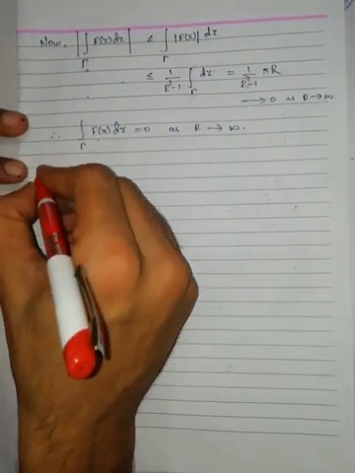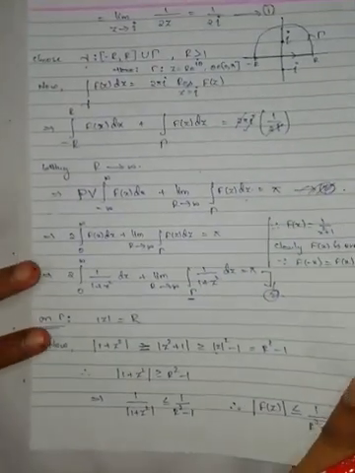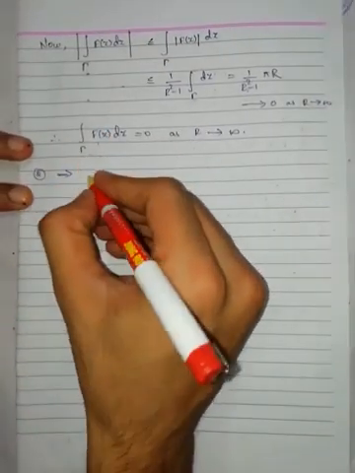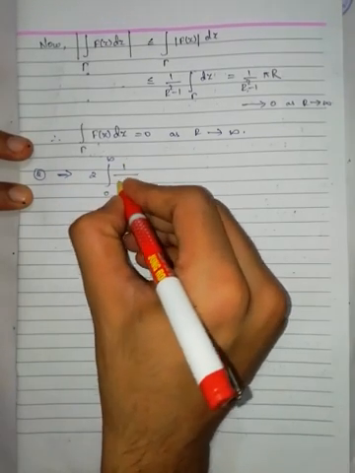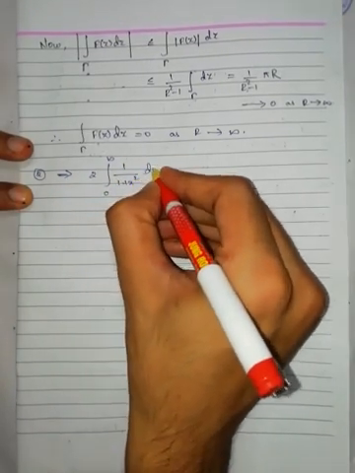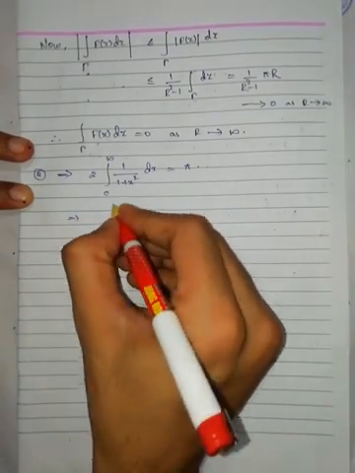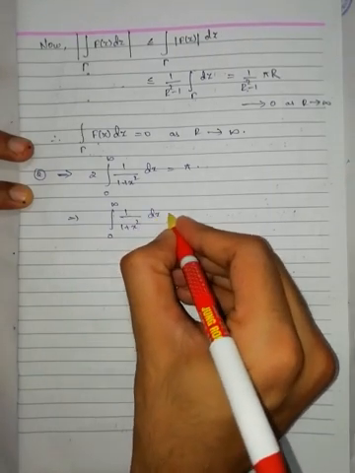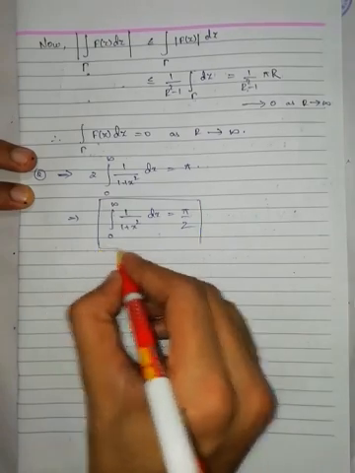Therefore, equation number 2 implies, what is equation number 2? 2 into this integral plus 0 is equal to pi. So 2 into integration 0 to infinity of 1 by 1 plus x square dx is equal to pi. This implies integration 0 to infinity of 1 by 1 plus x square dx is equal to pi by 2.